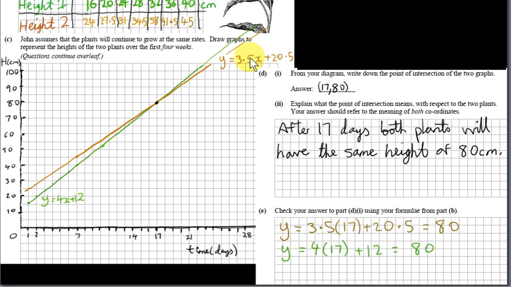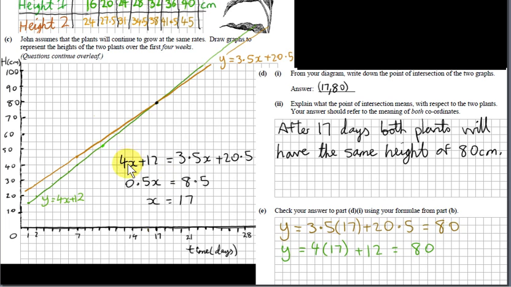If you want to work it out algebraically, what you do is you solve between this equation and this equation here. The easiest way to solve between these two equations is to equate the right hand sides. Put 4x plus 12 equal to 3.5x plus 20.5. You can do that because the right hand sides are both equal to the same thing. They're both equal to y. So if they're both equal to y, they must be equal to each other.